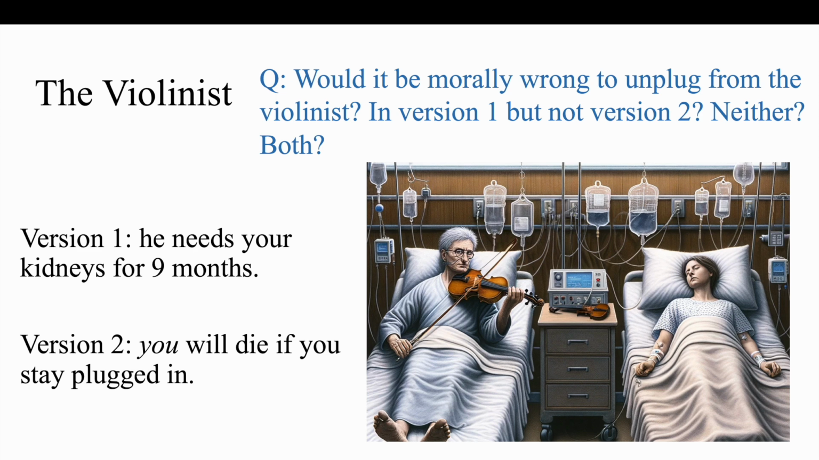Relatedly, what would you do in the second version? And what is the morally appropriate thing to do here? I mean, you're being asked to not just sacrifice 9 months, but to sacrifice your very life for this stranger. And many people, I suspect, will have the reaction that certainly in the second version, you are not morally required to stay attached to a person and keep them alive if in doing so, your own life is at risk. It would be permissible for you to unplug, thereby killing the violinist.